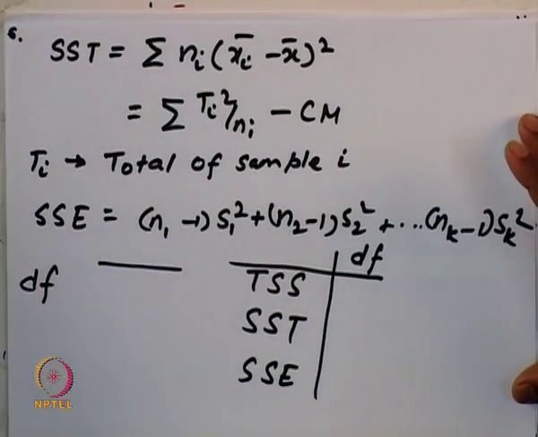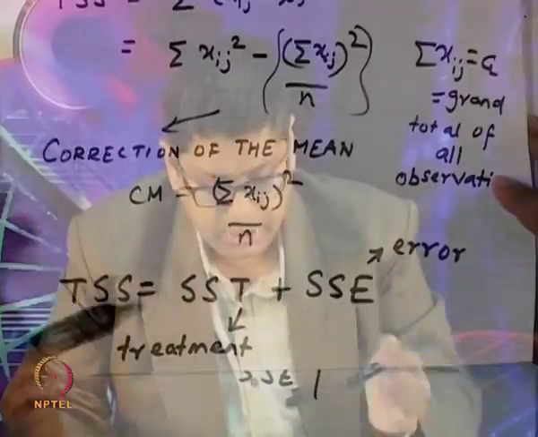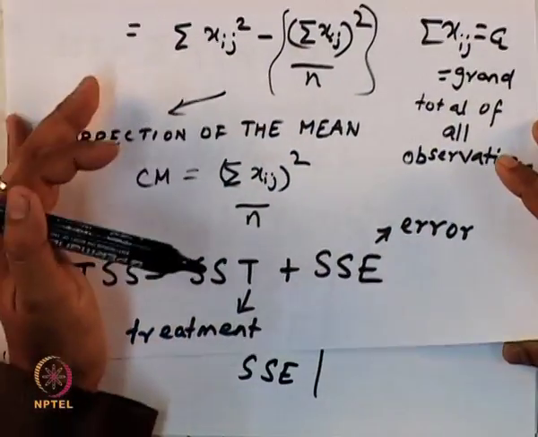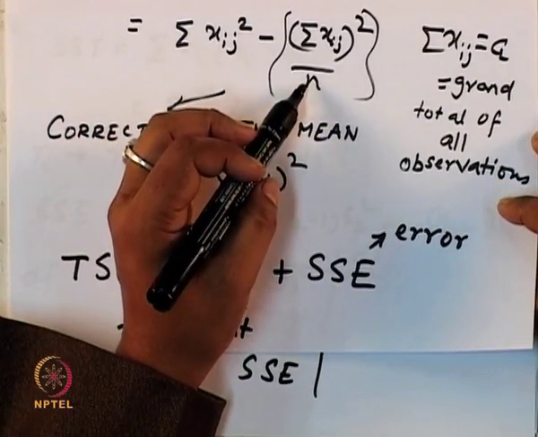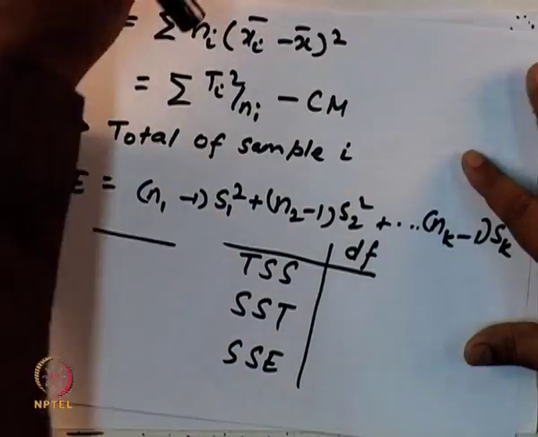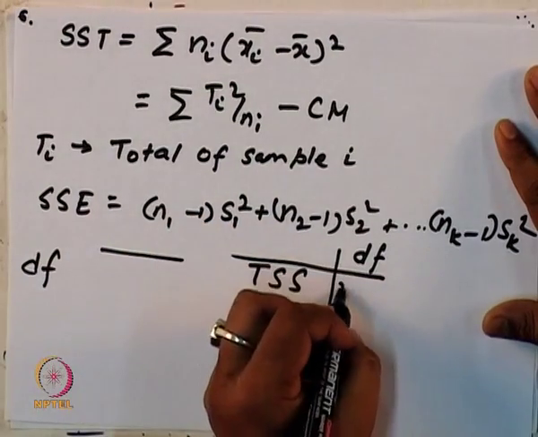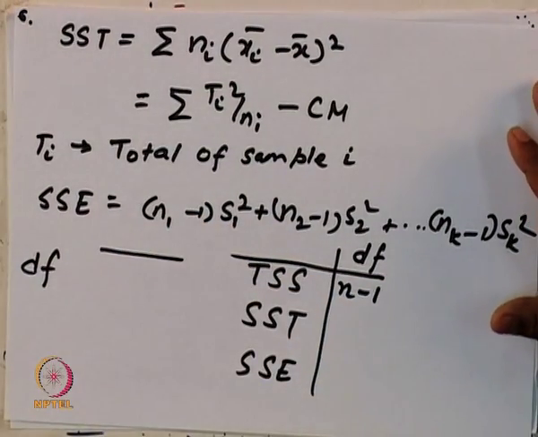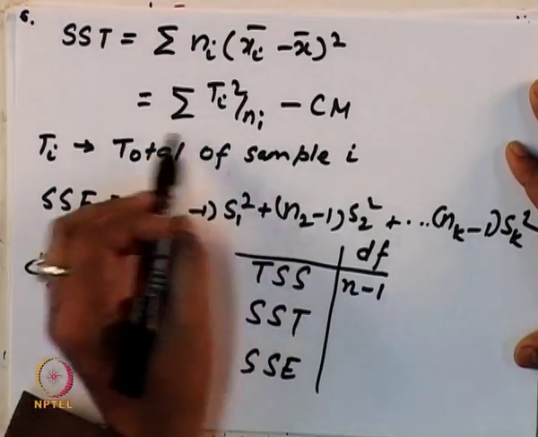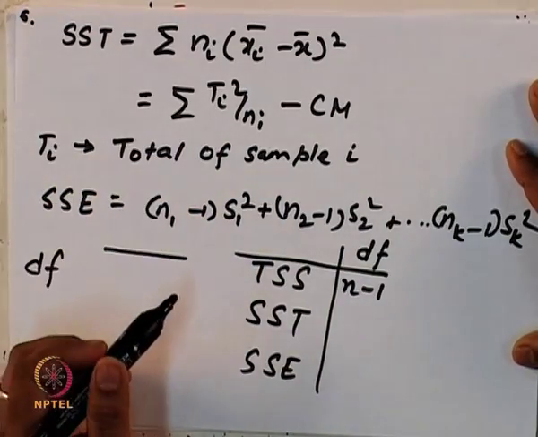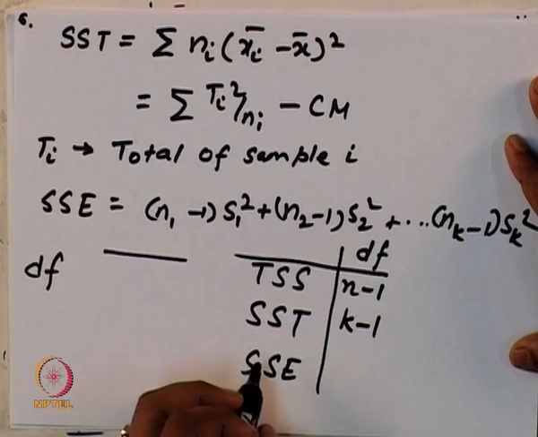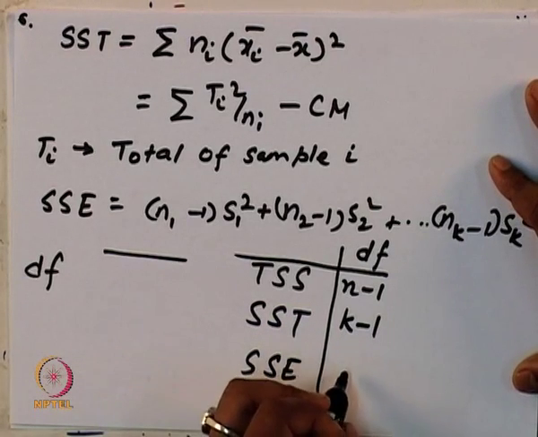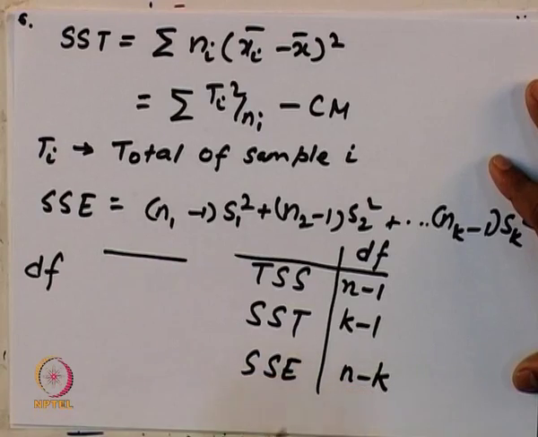So, for TSS, okay, TSS is this, and it has a total of n squared terms. So, the degree of freedom of TSS is n minus 1. SST accordingly you can see has k terms. So, the degree of SST is k minus 1, and the degree of SSE is going to be n minus k.